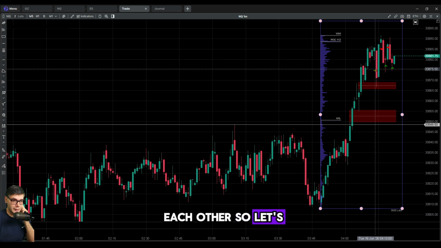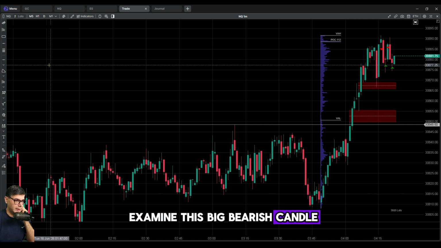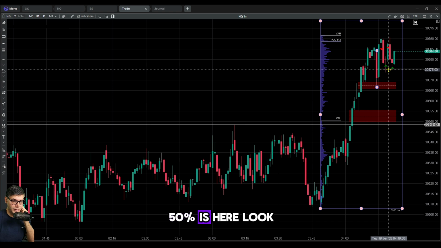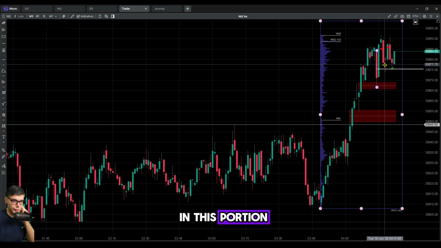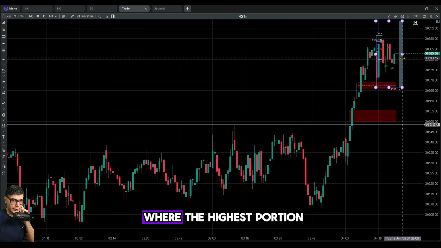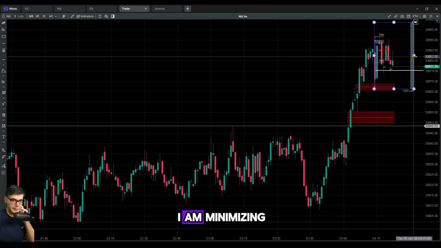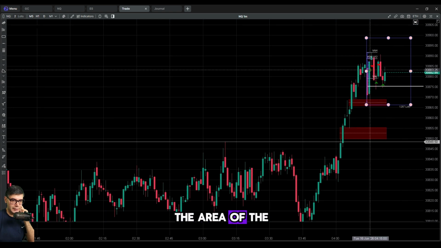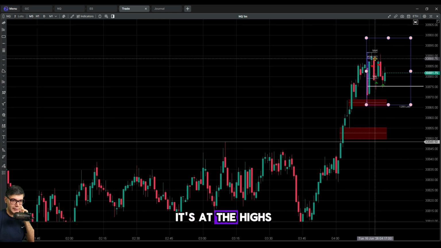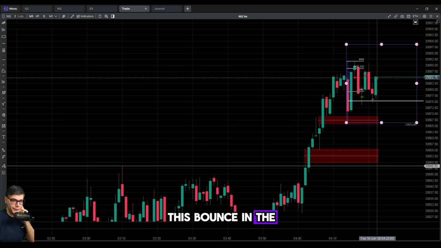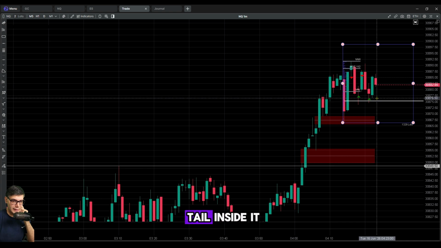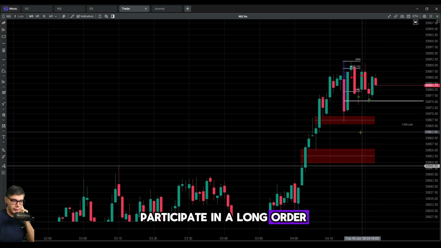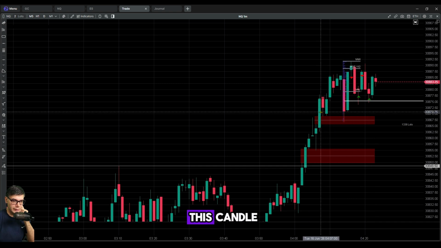So let's examine this big bearish candle. 50% is here. Look, we are seeing tails in this portion. For me to check where the highest portion of the trade is, I am minimizing the area of the point of control. Still, it's at the highs. This bounce in the price, it tells me that yes, if I see another tail inside it, I would like to participate in a long order, leave my stop below this candle.